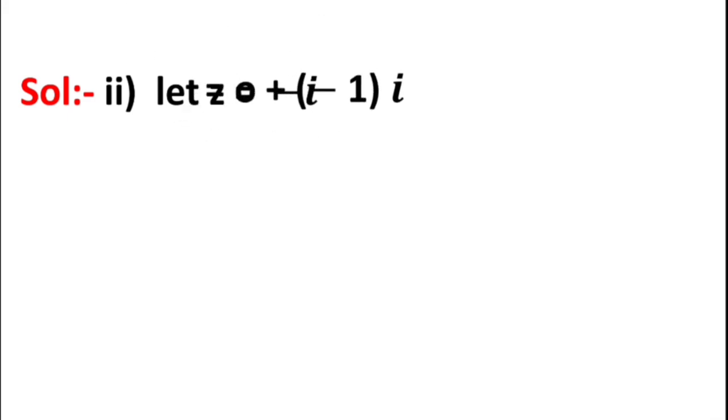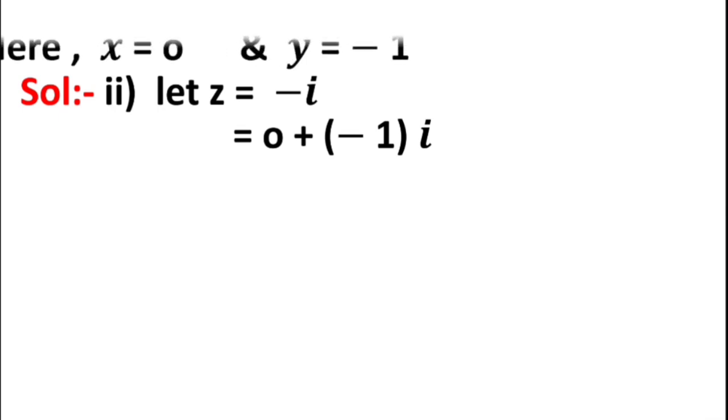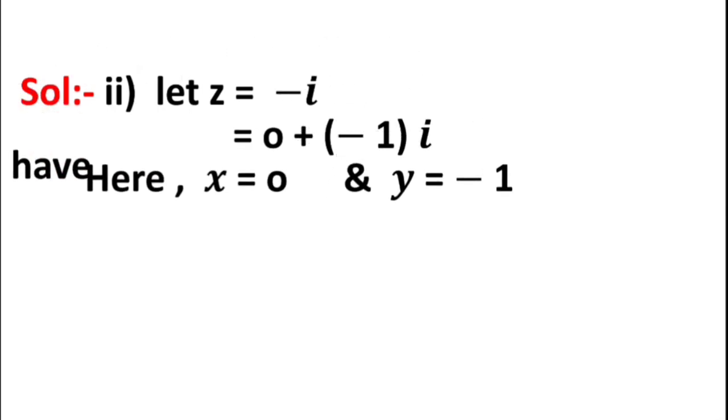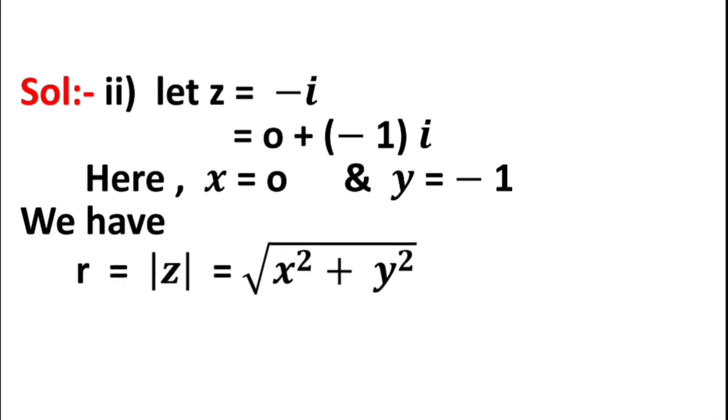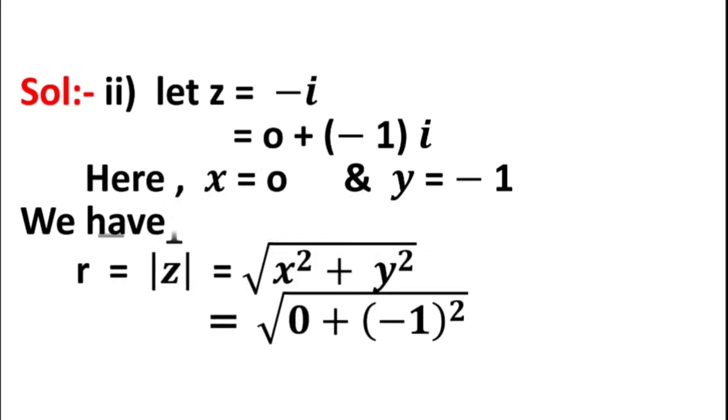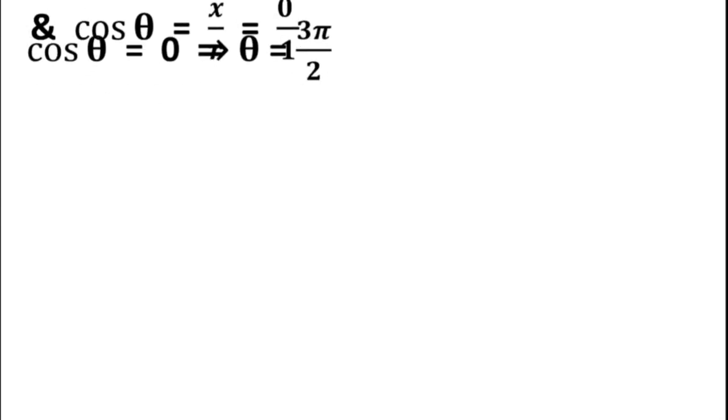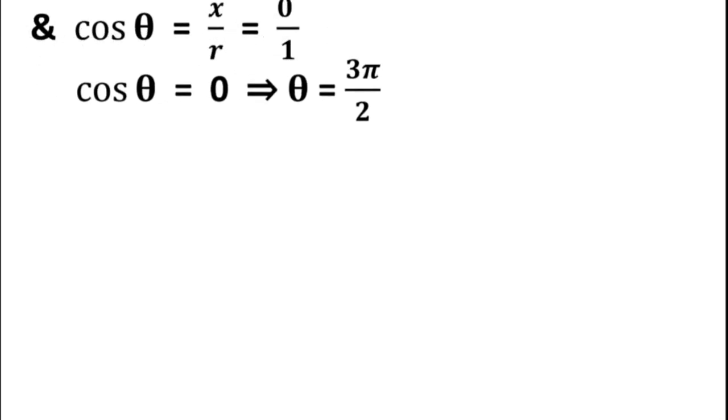Now second part, let z is equal to minus i. This minus i you have to write in proper form, that is 0 plus minus 1 into i. Here x is equal to 0, y is equal to minus 1. So we have r is equal to under root of x square plus y square, that is 0 square plus minus 1 square, which is 1. So r is 1. Again we have cos theta is equal to x upon r, then it becomes 0 upon 1 and that is 0.